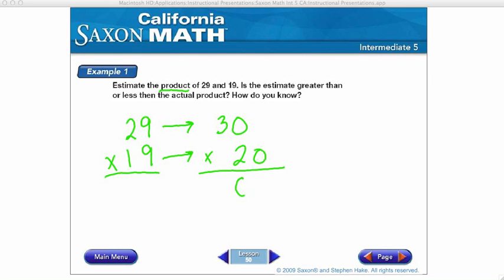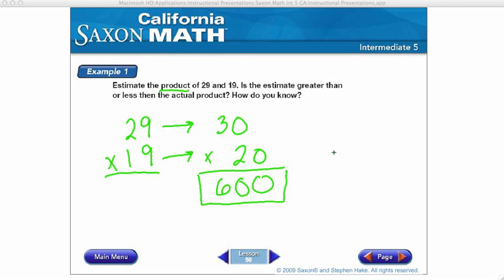2 times 0 is 0. 2 times 3 is 6. Bring down the 0. So my estimate then is 600. But then if I go back to the question, it says, is the estimate greater than or less than the actual product? And how do you know?